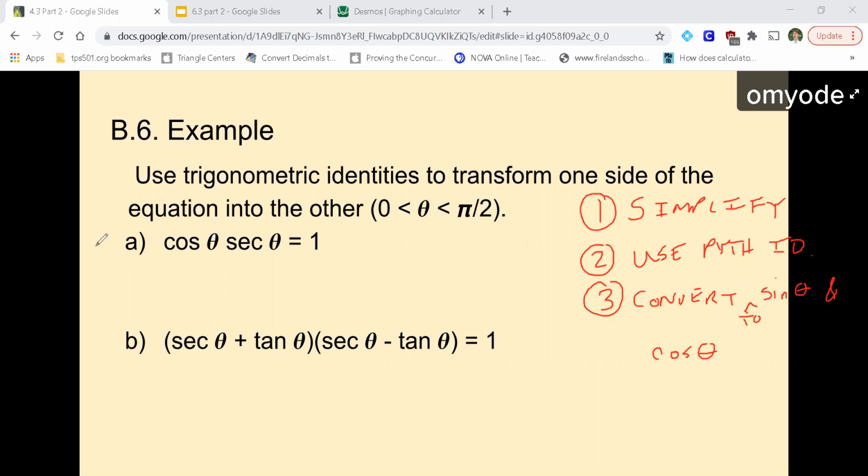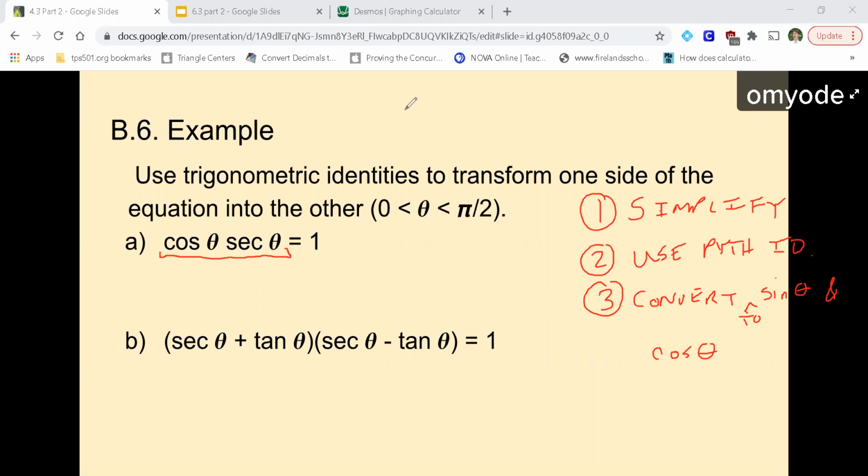So for example, for this first one, I need to convert this into the number 1. Well, it is already simplified. There's not anything I can distribute like in the second problem. There's no like terms, nothing like that. There's no Pythagorean identity I could use. There's no number or trig function squared. So I'm really going to start with step 3 here. I'm going to convert everything into sine and cosine.